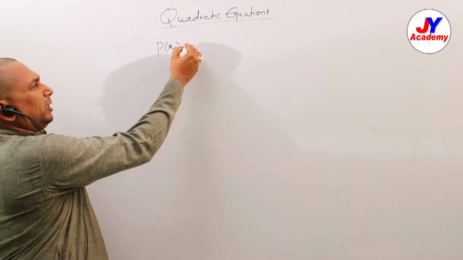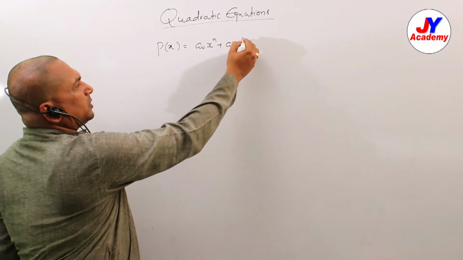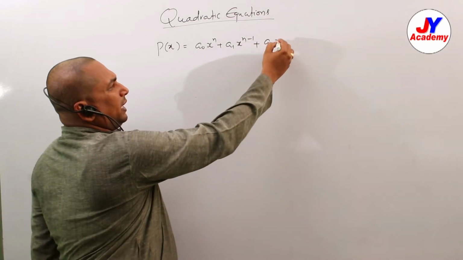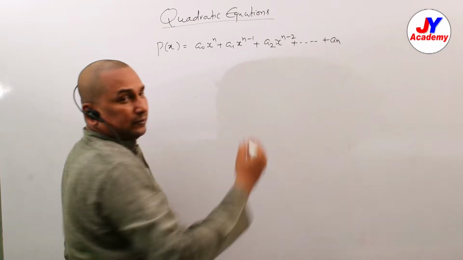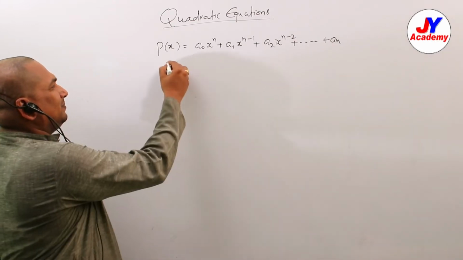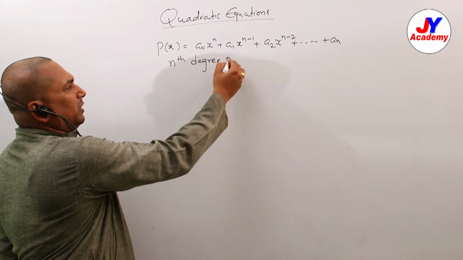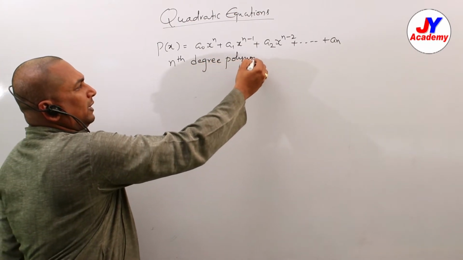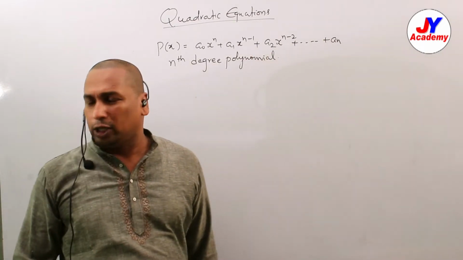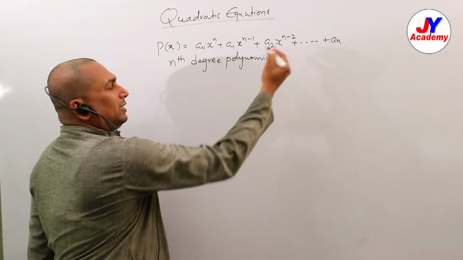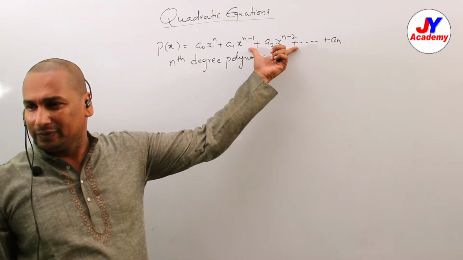Let P of x be a polynomial a naught x power n plus a1 x power n minus 1 plus a2 x power n minus 2 and so on plus an. So it is called nth degree polynomial. So in this nth degree polynomial, what is the condition?